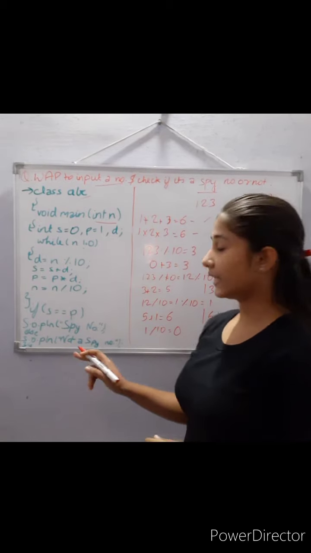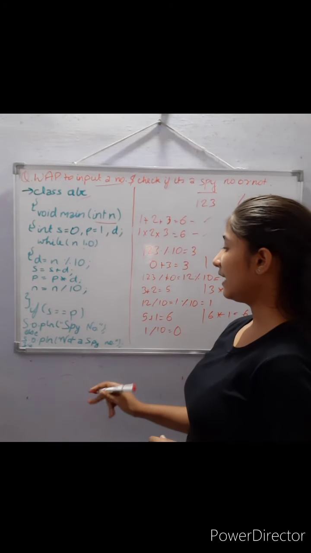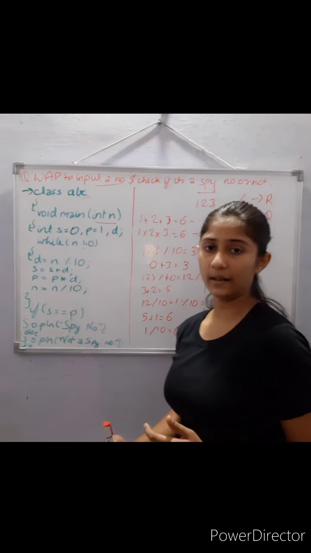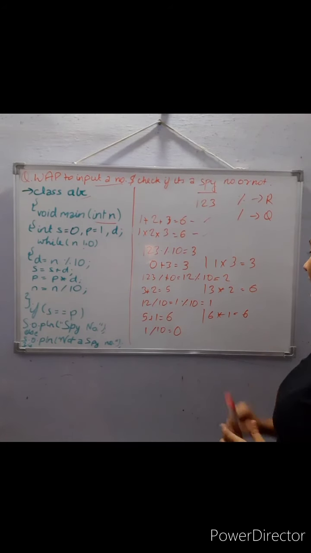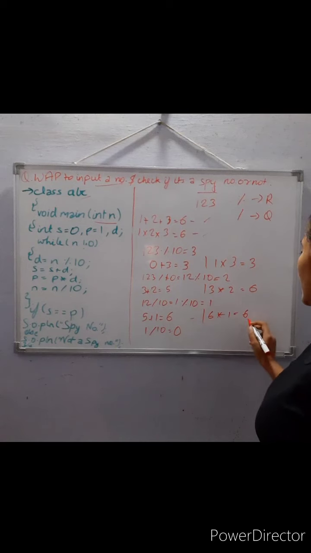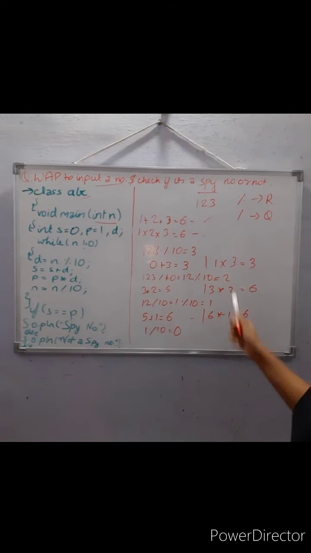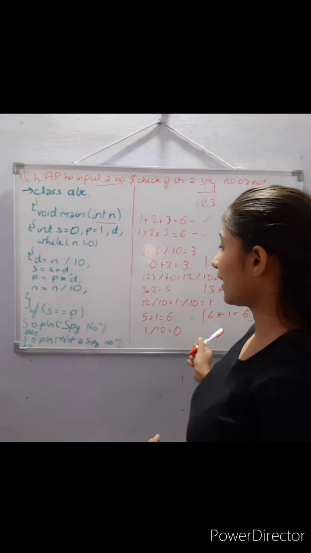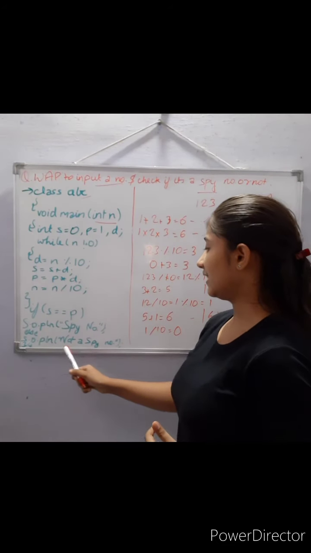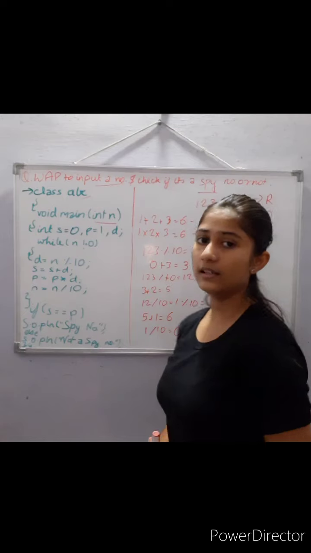Now we are going to check the condition. If s is equal to p, we can say that the number is a SPY number. So let's check it over here. This is the value of s, and this is the value of p. These two values are equal, so we can say that the number 123 is a SPY number. If these two values would not have been equal, we would have said that the number is not a SPY number.